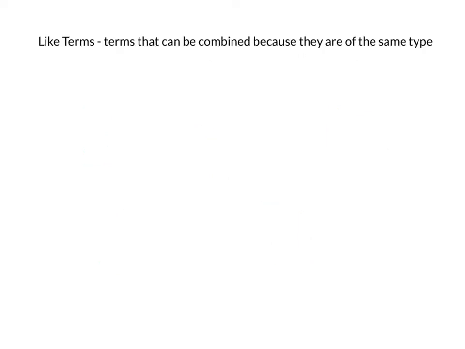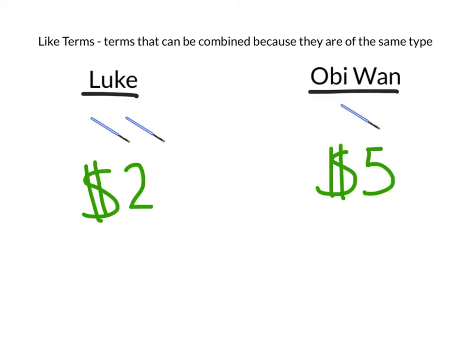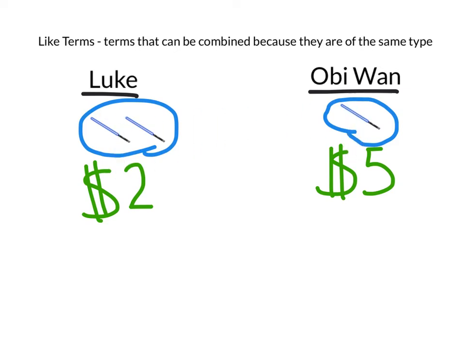Next up, like terms. Like terms are terms that can be combined because they are of the same type. For example, if Luke had 2 lightsabers and 2 Imperial credits, and Obi-Wan had 1 lightsaber and 5 Imperial credits, how many lightsabers and Imperial credits would there be total? We can take a look right here and say that lightsabers are like terms because those are of the same type. We can just count from there, and we've got 1, 2, plus 1 more over here, 3. So we have a total of 3 lightsabers, lightsabers being the like term.